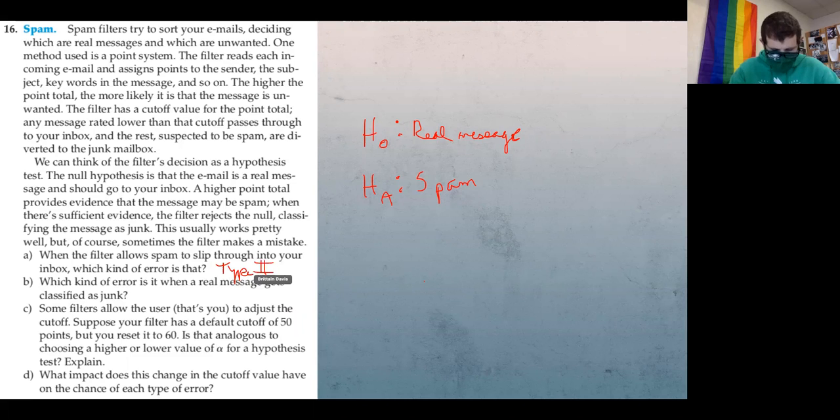What kind of error is it when a real message gets classified as junk? Hopefully this one's pretty straightforward. But here's what happened: they rejected the null hypothesis when they should not have. It was a real message. It should have been accepted as a real message. But instead, they rejected the null hypothesis incorrectly. So that's type 1.